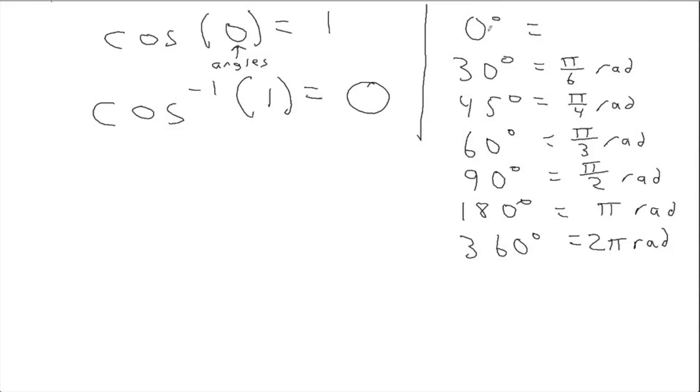So if you have 0 degrees, that would also be 0 radians, because 0 degrees would mean no angle at all. If there is no angle at all, we would have 0 no matter what our units are.